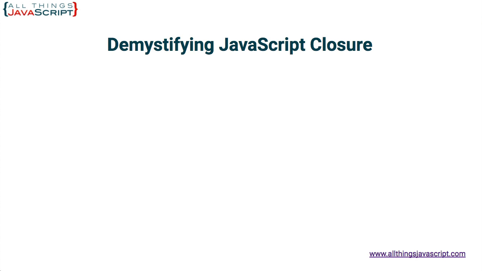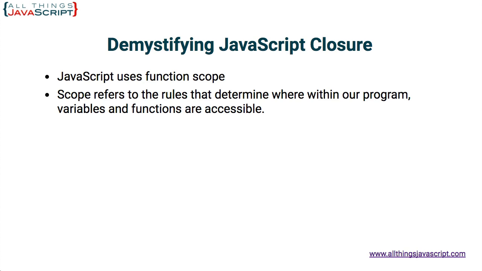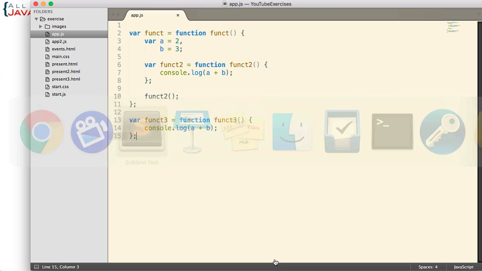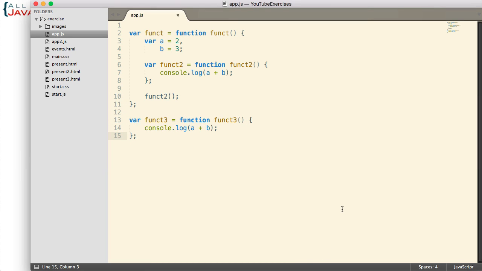Now, closure is closely related to scope. So I want to define scope briefly as a starting point. Now, we've created a previous video on scope, so you may want to visit that to review scope in more detail. But basically, JavaScript uses function scope, meaning functions determine the scope of items that are declared within that function. And scope basically refers to the rules that determine where within our program, the program we write, variables and functions are accessible. So I'm going to jump out to Sublime and take a look at a simple function, actually two functions that I've created.